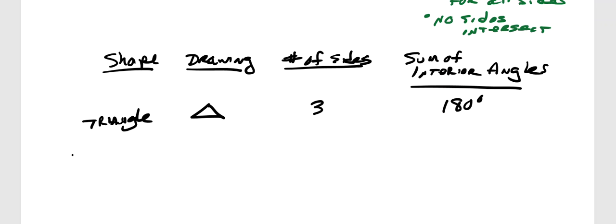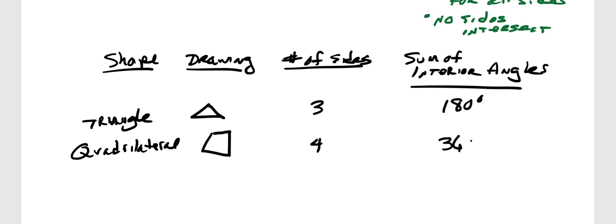Okay, so the next thing we'll move on to, if we add a side, so if we have 4 sides, just in general, we're going to have a quadrilateral. Now that quadrilateral could be a square, a rhombus, a rectangle, a parallelogram, or a trapezoid. It's any 4-sided figure. No matter which of the more specific quadrilaterals it is, it will add up to 360 degrees for its interior angles.